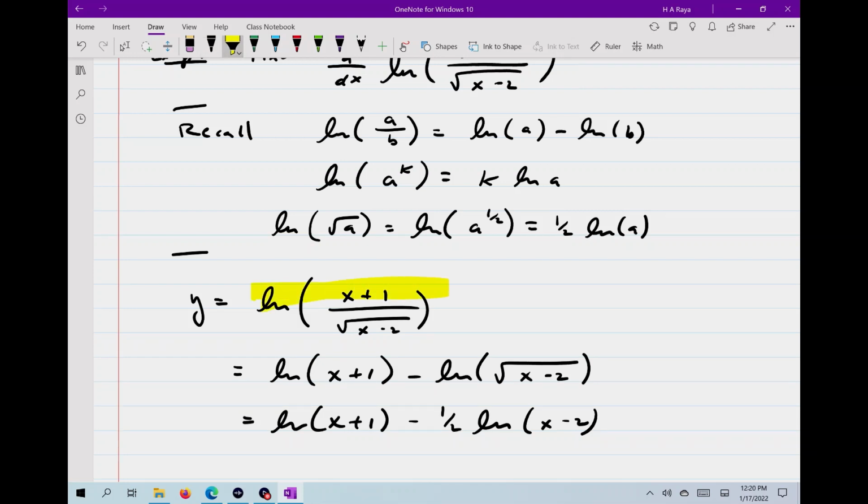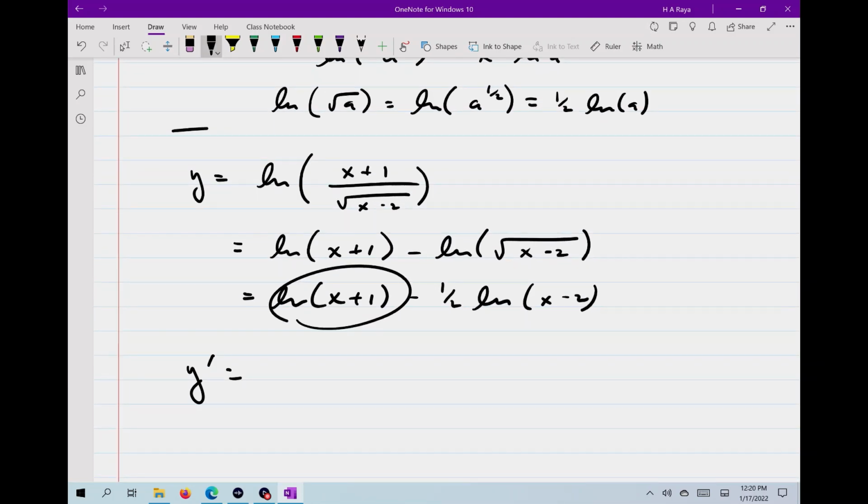So if you're trying to differentiate the natural log of x plus 1 over the square root of x minus 2, you would get the same thing if you would differentiate the natural log of x plus 1 minus 1/2 natural log x minus 2. And that function is a lot easier to differentiate.